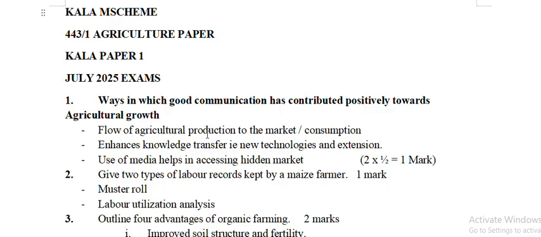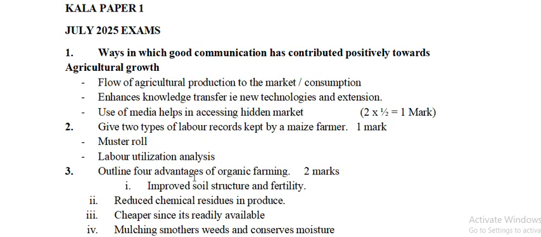State ways in which good communication has contributed positively towards agriculture growth. Number 1, flow of agricultural production to the market or consumption. Then it enhances knowledge transfer, for example, new technologies and extension services. Then use of media helps in accessing hidden markets.